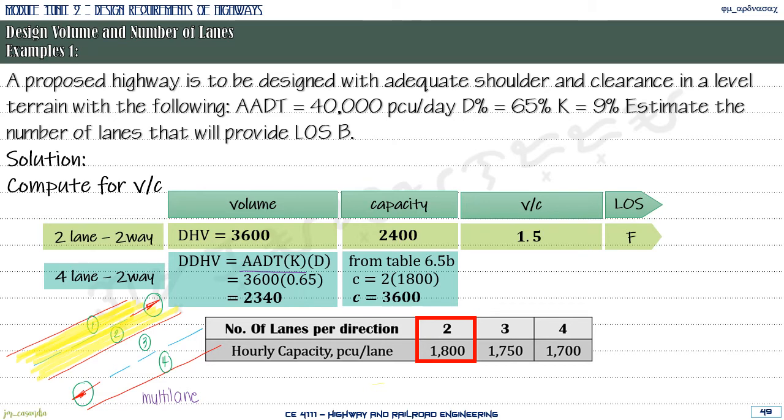PCUs. So for our volume capacity, that will simply be 2,340 divided by 3,600 equal to 0.65. And from our table of LOS, a 0.65 volume capacity is equal to an LOS C. So still, a 4-lane two-way highway is not adequate for our property of our proposed highway. So we will again move to our next assumption.